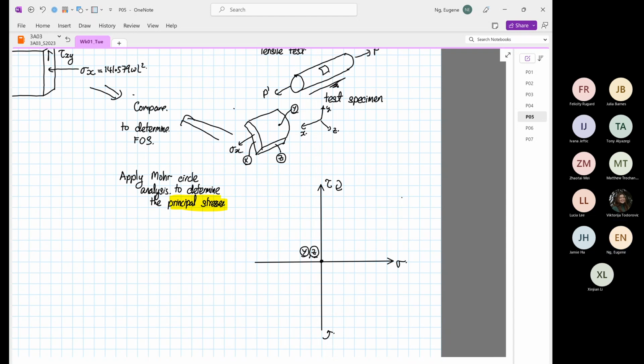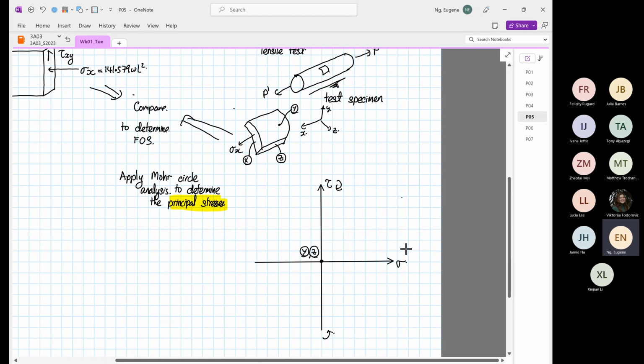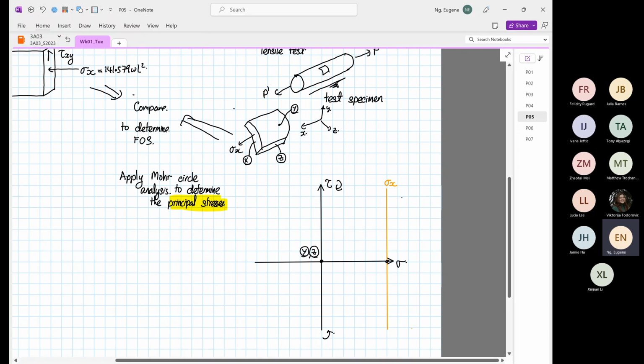because they have zero normal stress and zero shear stress. And then I'm going to draw an orange colored line. I'm going to sketch an orange colored line over here. This is our stress in the X direction, and we realize stress in the X direction, we have zero shear stress. So this is our stress X, or this is our point X. From here, we can construct a circle.